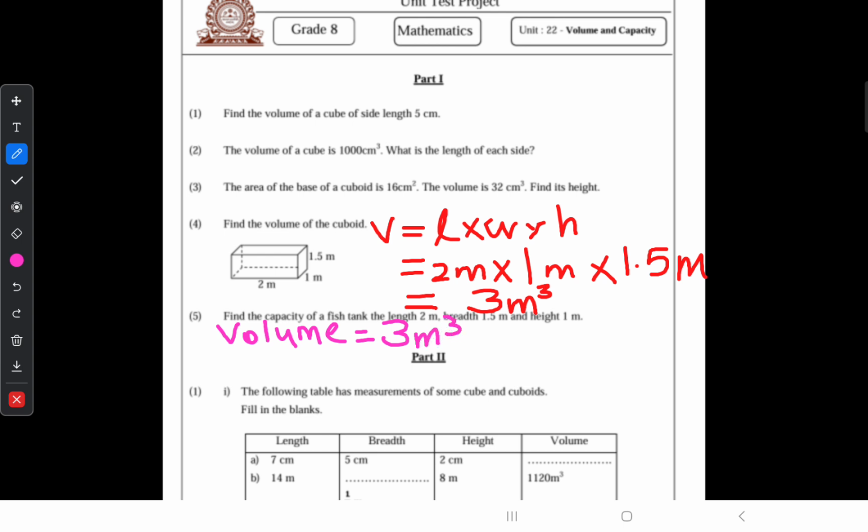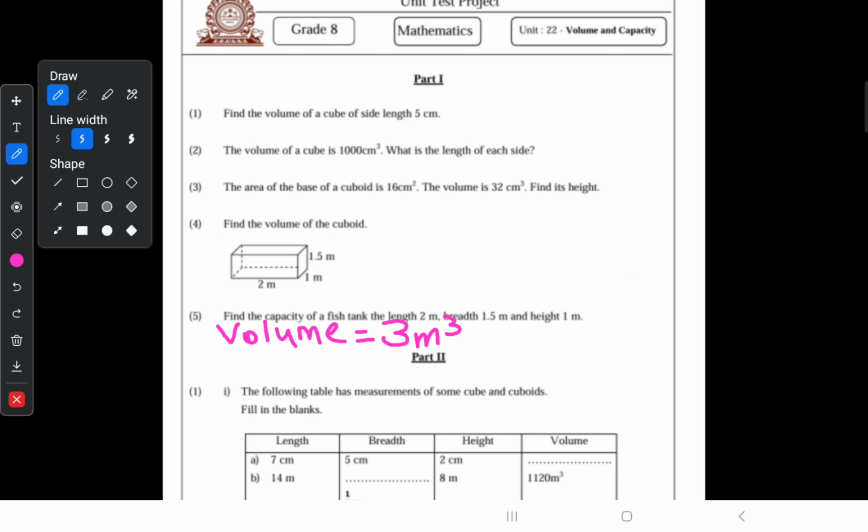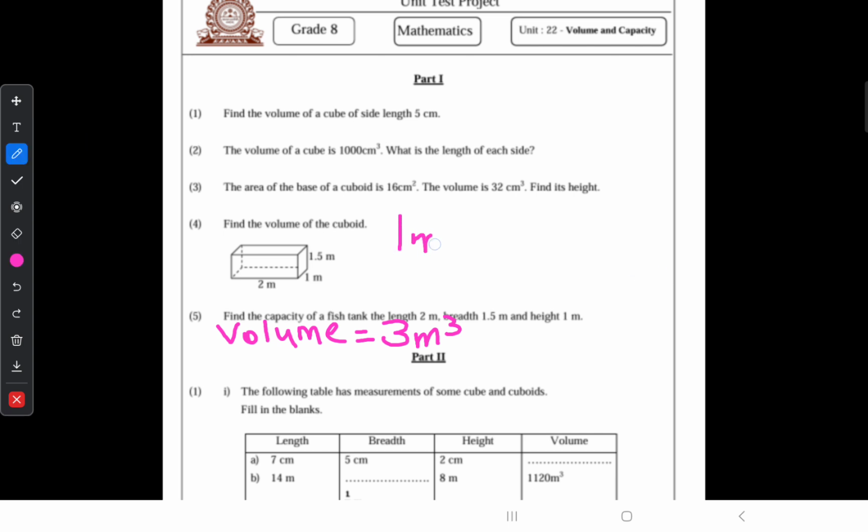But the question is asking you to find the capacity. Now we have to think about the relationship between volume and capacity. Previously we studied that 1 cubic meter equals 1000 liters.